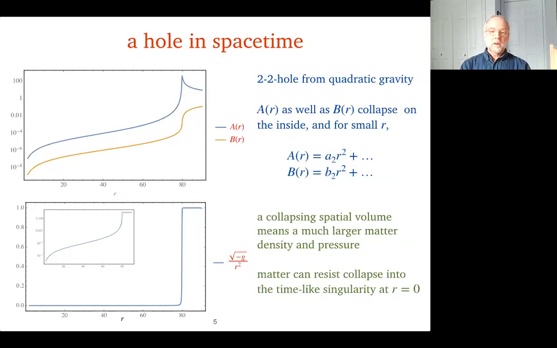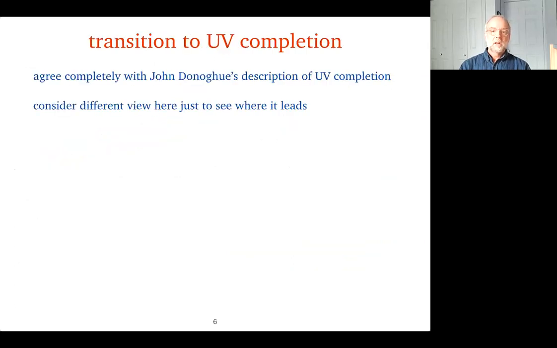So that's all I want to say about 2-2 holes at the moment. I want to make a transition to the next part of the talk, to the UV completion. And I just want to say I agree completely with how John describes this UV completion. But I'm going to just take a somewhat different view here just to see where it leads.